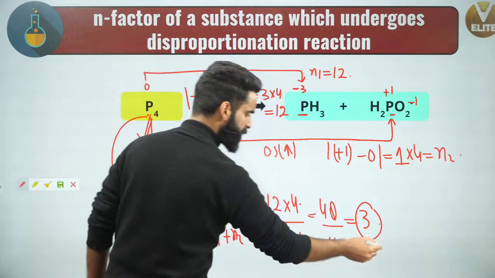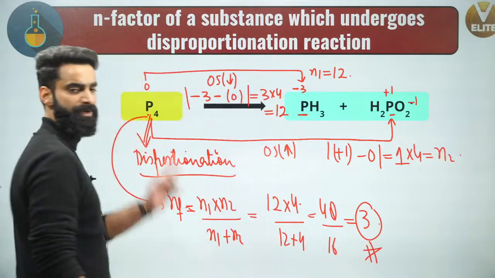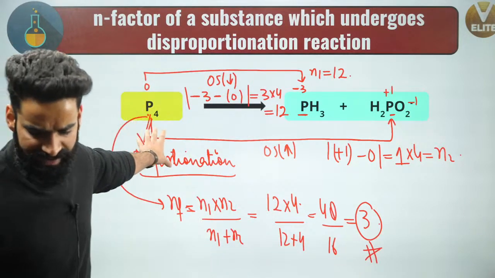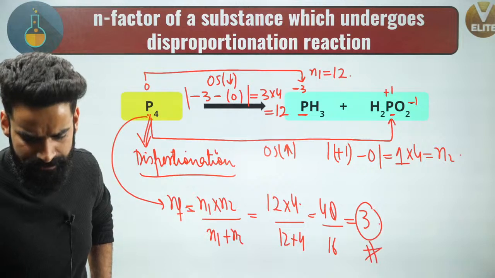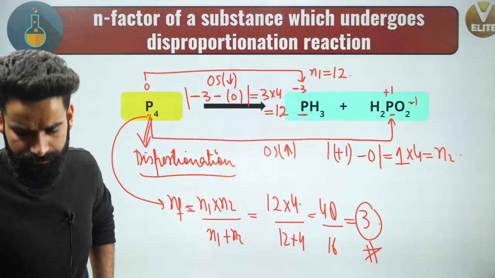If you got the N factor of P4 right here, you can calculate the equivalent mass of P4. How? Simply by dividing its molar mass by its respective N factor. We can do that.